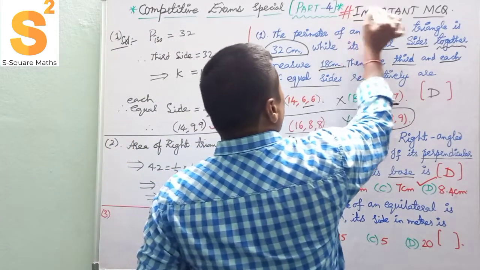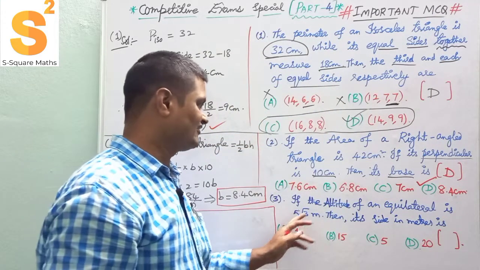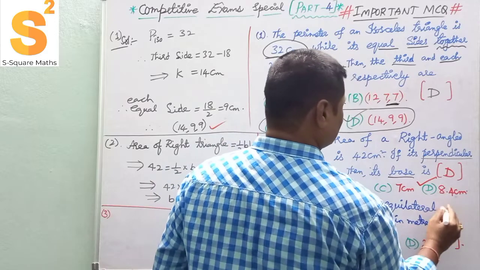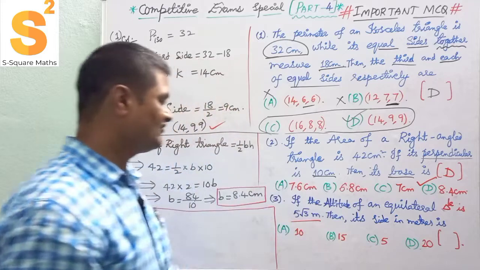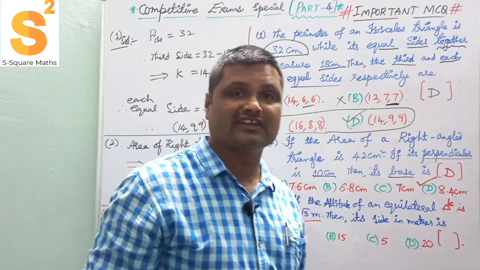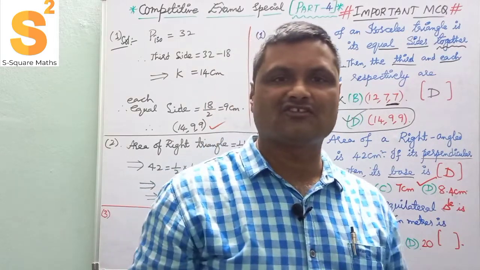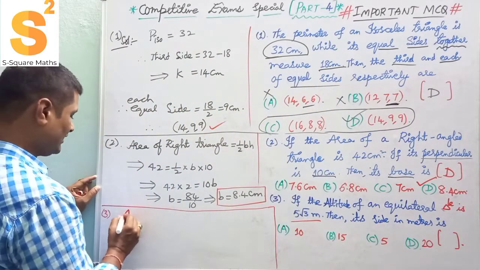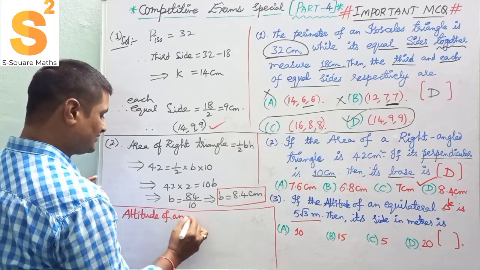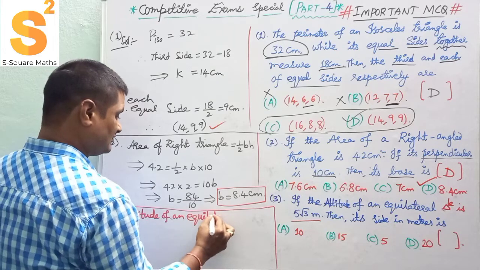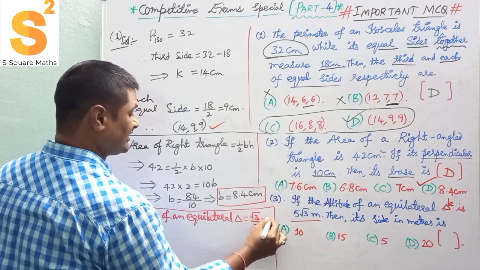Next, coming to our third one: if the altitude of an equilateral triangle is 5√3 meters, then its side in meters, side of the equilateral triangle we have to find, altitude is given. So when side is given, its altitude is given by the formula: altitude of an equilateral triangle is √3 by 2 into side.